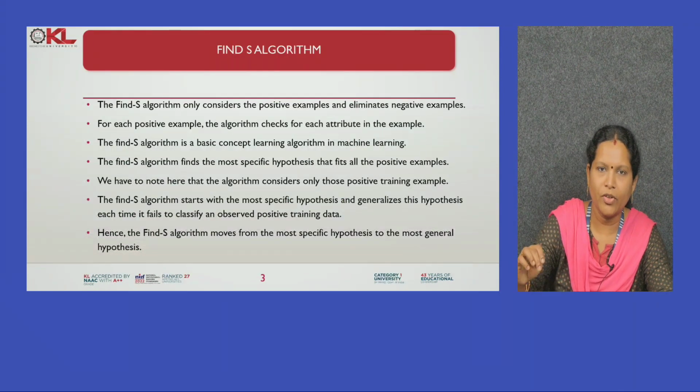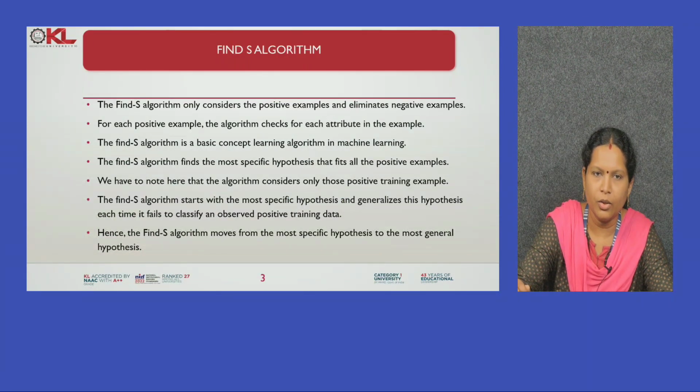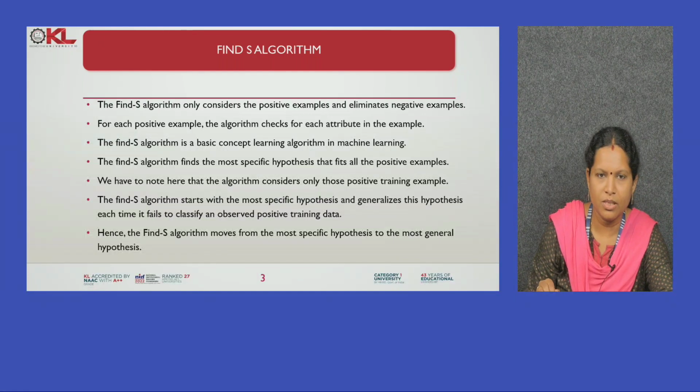Coming to the topic Find S Algorithm, it only considers the positive examples and neglects negative examples. For each positive example, the algorithm checks each attribute in the example. Each and every attribute we are going to compare with the previous data. Find S algorithm is a basic concept learning algorithm in machine learning. It is very useful and very easy to learn.